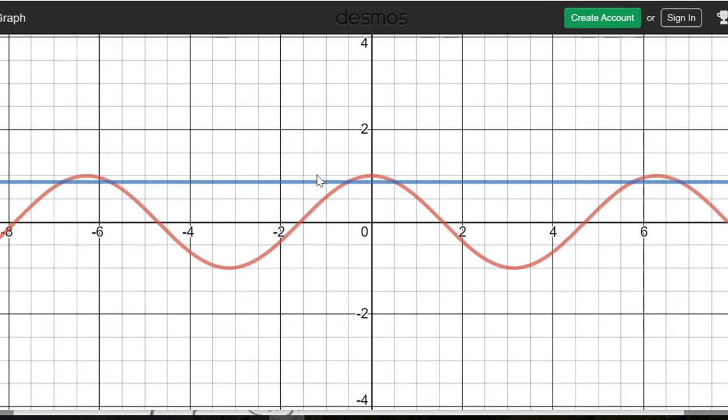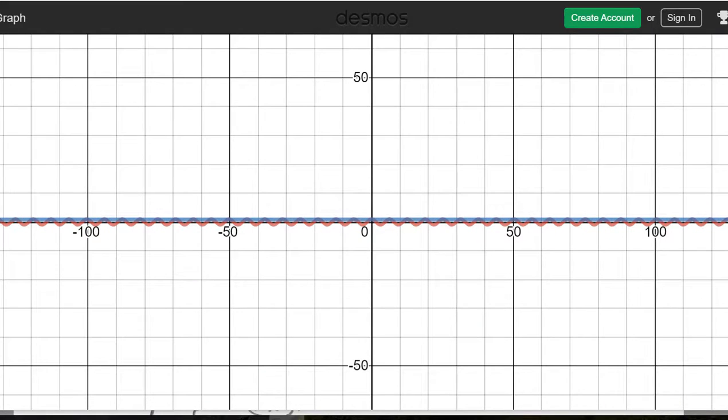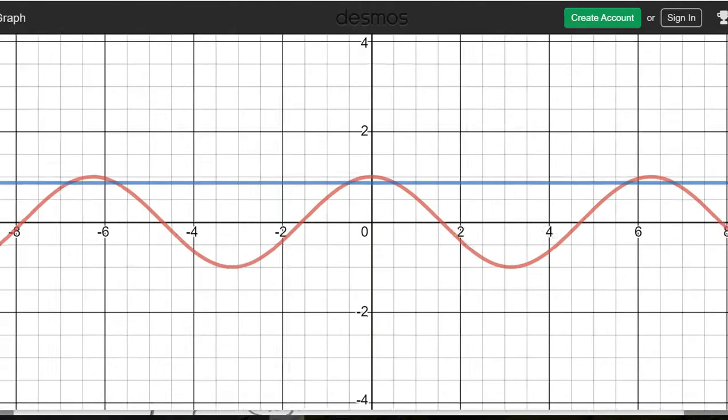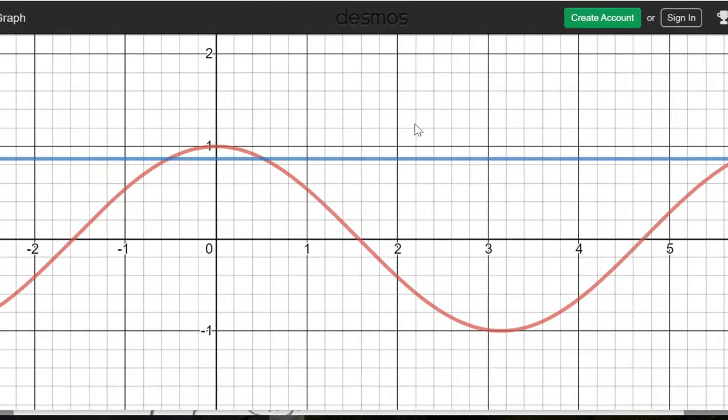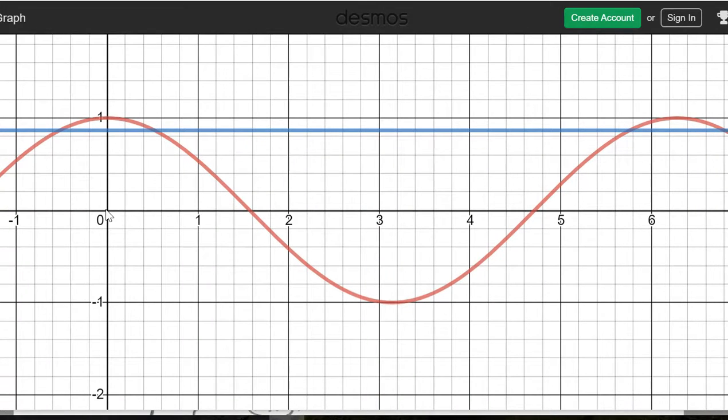And then this blue line is root 3 over 2. And what we're asking is, where are root 3 over 2 and cosine of x equal? And if I zoom out, it's easy to see that there are infinitely many places that those two things are going to be equal. And so usually what we do is find the value on one period, from 0 to 2 pi, where that is true.